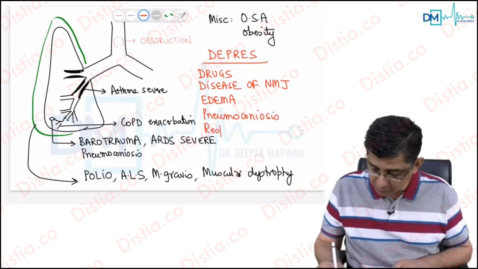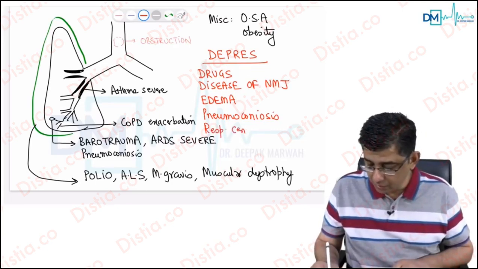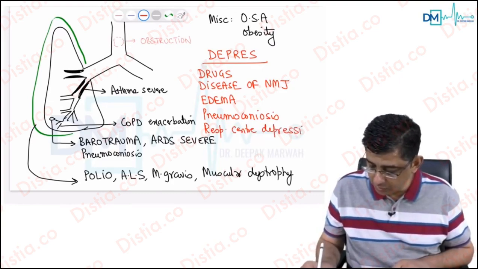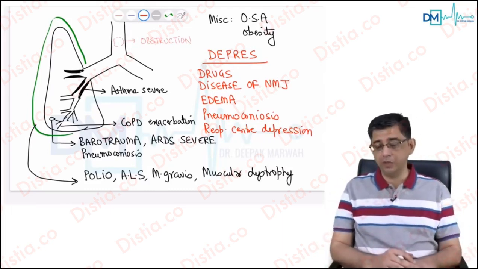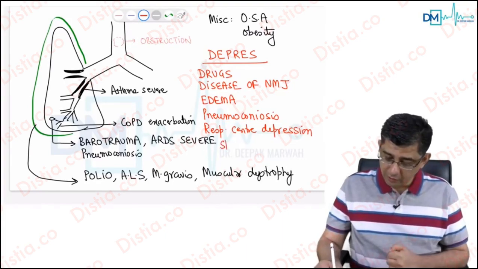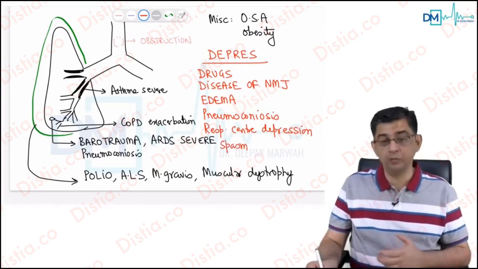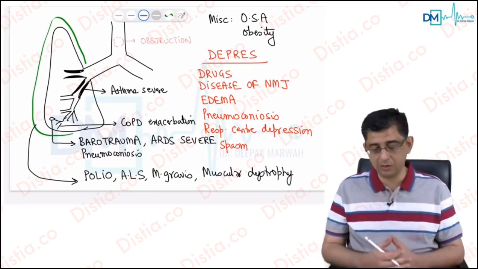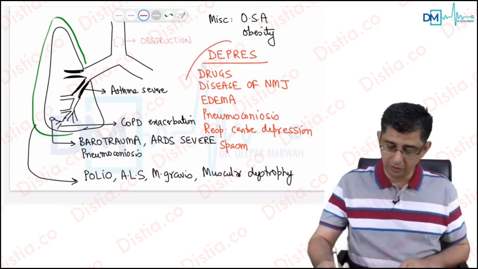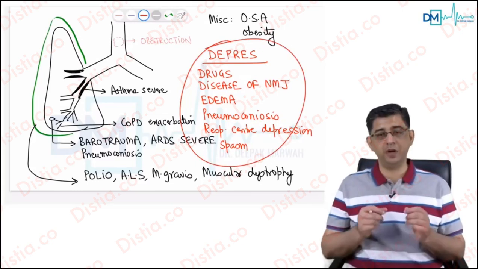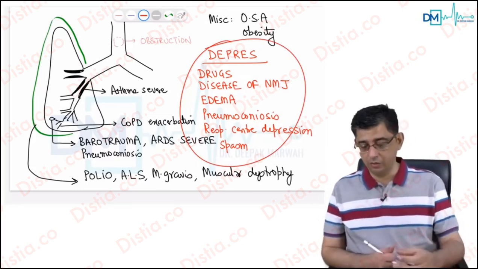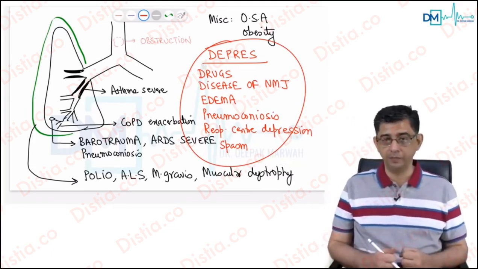R would stand for respiratory center depression. Conditions causing respiratory center depression could be stroke, CNS infections, or drugs like morphine and sedatives. S would stand for spasm. Spasm would stand for bronchospasm. That could be asthma exacerbation or COPD exacerbation that could worsen the status of the patient. So whenever you think about respiratory acidosis, guys, you have to remember the word DEPRESS so that you can actually work out what is happening to the patient.